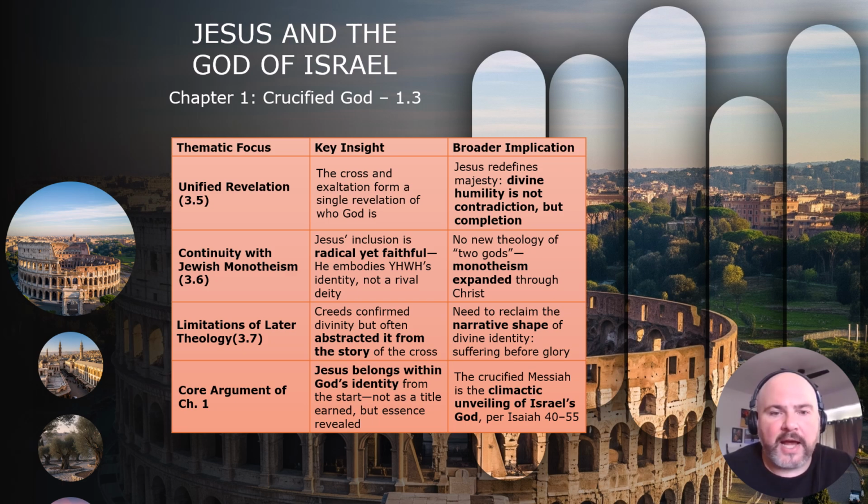Central claim of the chapter. The early church didn't gradually elevate Jesus, they already saw him as God. The astonishing part, God's most majestic self-revelation is not Sinai or creation, but Calvary. This radically transforms how we define power, majesty, and divinity.